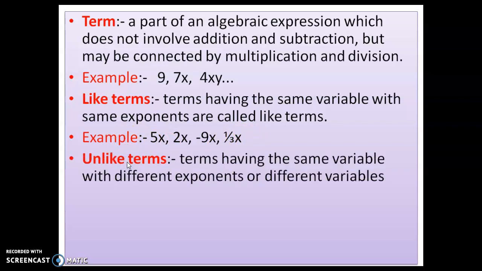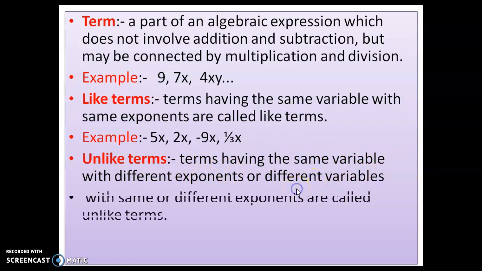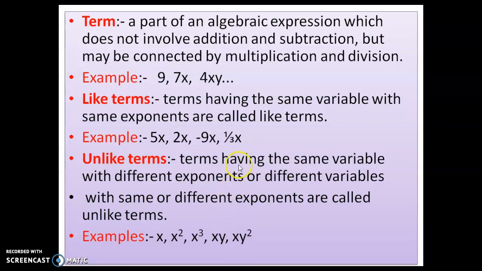Unlike terms: terms having the same variable with different exponents, or different variables. Either the exponent will be different or the variable itself will be different. Then those terms are unlike terms. Examples: x square, x cube, xy square. Here x is repeating but the power is different. So all these are unlike terms. Okay, let us move to the next slide.